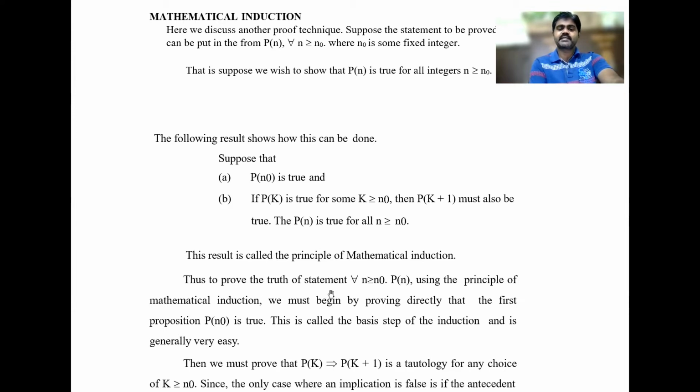Thus, to prove the truth of the statement P of n for all n greater than or equal to n0 using the principle of mathematical induction, we must begin by proving directly that the first proposition P of n0 is true. Then we should have some basis step of induction. So first we say that P of n0 is true, next P of n1 is true, like that up to P of n plus 1 should be true. In this way we will prove it. Thus we must prove that P of k implies P of k plus 1 is a tautology for any choice of k greater than or equal to n1.